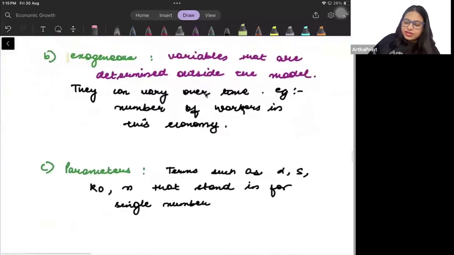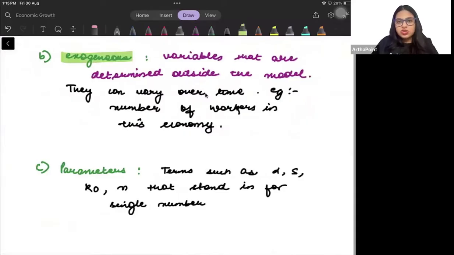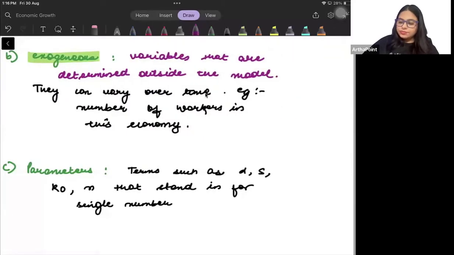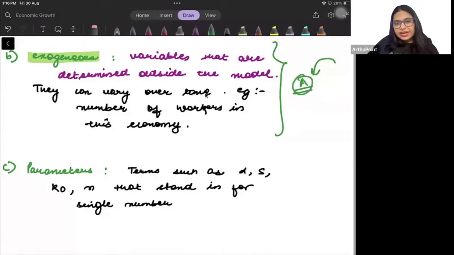The second one that we have is called the exogenous variable. Exogenous variables are those variables which are determined outside the model, but they change over time. For example, we assume that technology is determined outside the model, right? It can change over time, but currently I am not determining. I am not finding the equilibrium level of technology. So it is an outside variable, but it can change over time. Similarly, the number of workers in the economy, the growth of workers is exogenous, but it can change over time.